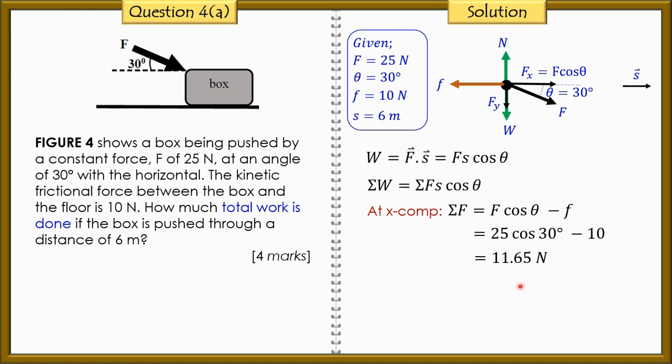And if you substitute the values, you will get that the total force exerted on the object in the same component as the displacement is 11.65 Newton. Then, to calculate the total work done, substitute the values and identify that theta is equal to 0, because the angle between the total force and S is 0. You will get that the total work done is equal to 69.9 joule.